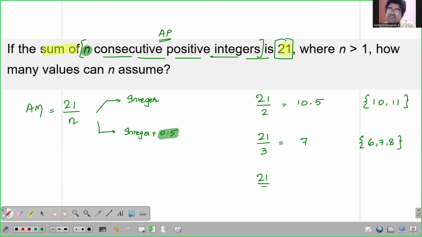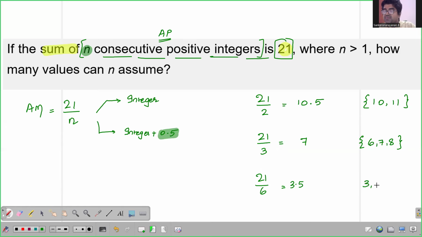Similarly, 21 by 5, if you do, I can see that 21 by 5 is coming as 4.2. It's not a decimal value. What you see there is not 0.5, it's out. But look at 21 by 6. What is 21 by 6? It's coming here as 3.5. So 3.5 is the arithmetic mean.